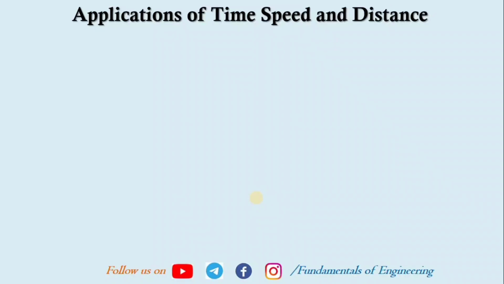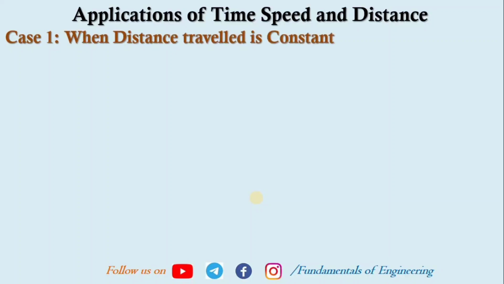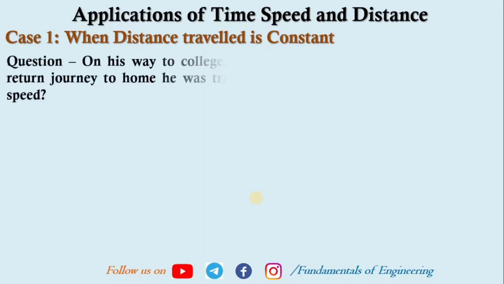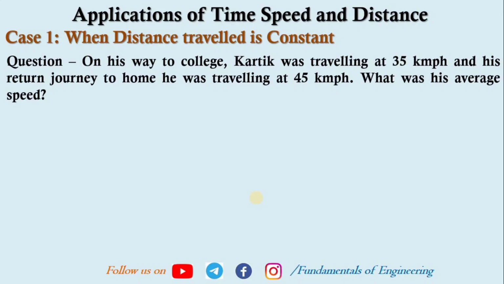Earlier, at the start, we saw that we are going to use the basic concept of time, speed, distance to calculate the average speed. Here we are going to see case 1, when the distance traveled is constant. For that we'll see one example. The question is: on his way to college, Karthik was traveling at 35 km per hour, and on his return journey home he was traveling at 45 km per hour. What was his average speed?